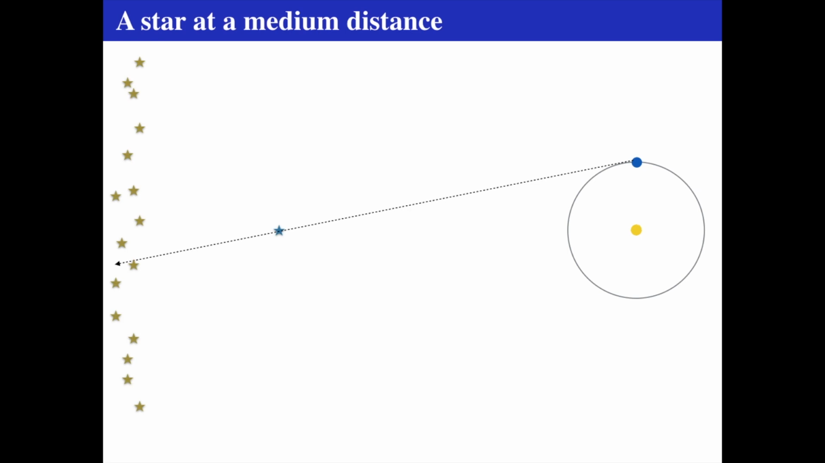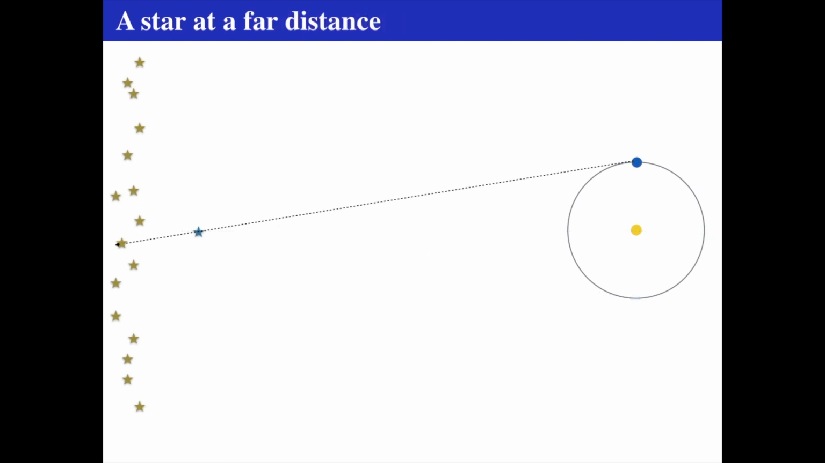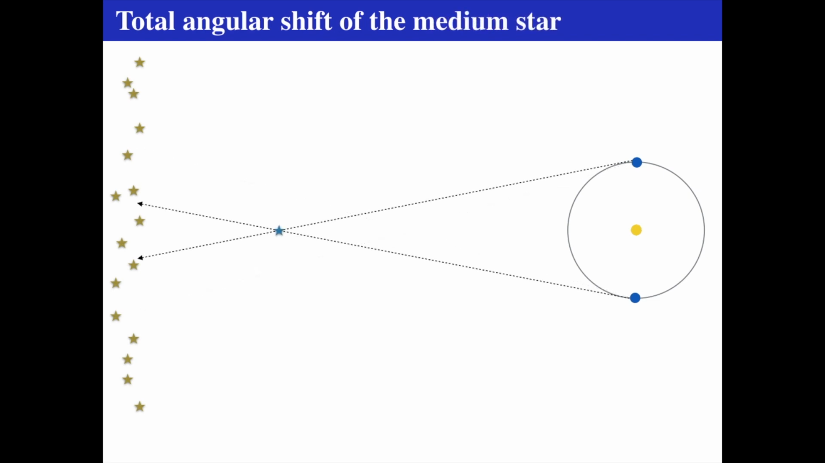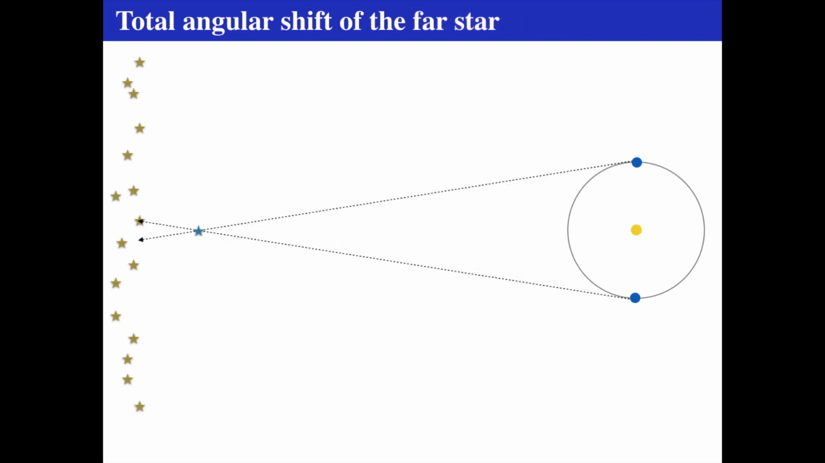Now, something a little further, the change will be a lot less. We can see that the star is moving less with respect to these background stars, and now a very distant star barely seems to move at all with respect to the background stars. So the near star has a really big shift, a big total angular shift in the sky with respect to the distant stars. A medium star has less of a shift, and a really far star has little or no shift.